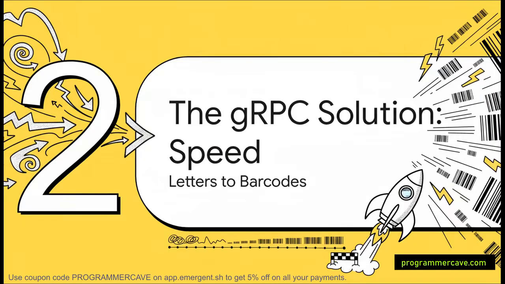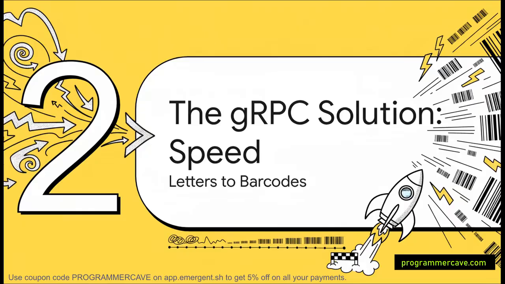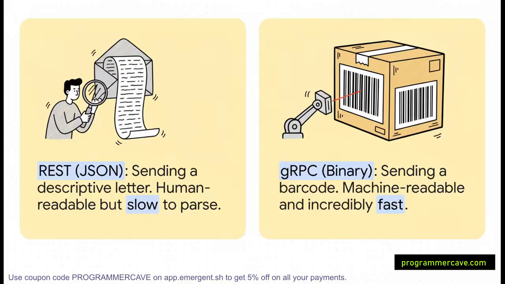So we've established that this communication is tricky and it's unreliable. Now for the next question, how do we make it fast? gRPC's first big promise is a massive, massive improvement in speed. Picture it like this. Using something like REST with JSON is like sending a package with a long descriptive letter inside. It's really easy for a person to open it up and read it, but a machine has to painstakingly parse the whole thing. gRPC, on the other hand, is like slapping a barcode on that package. A human can't read it, but a machine, it can scan it instantly and know exactly what to do.